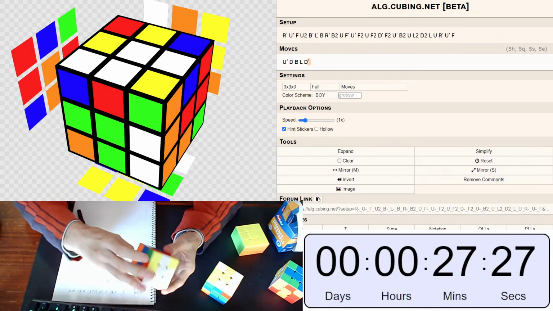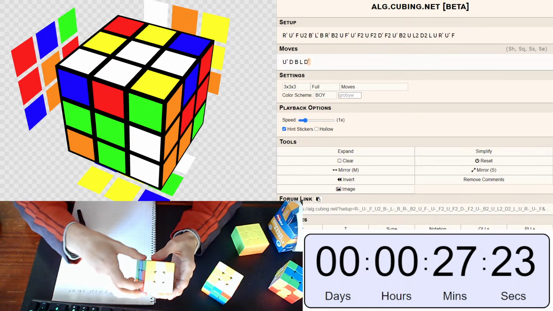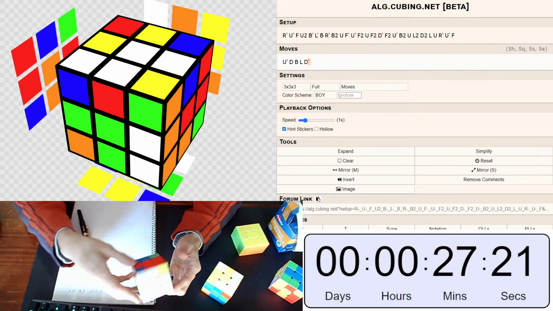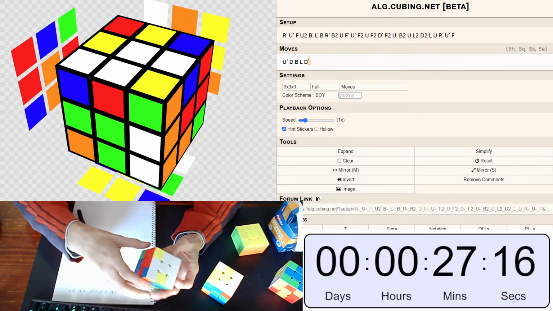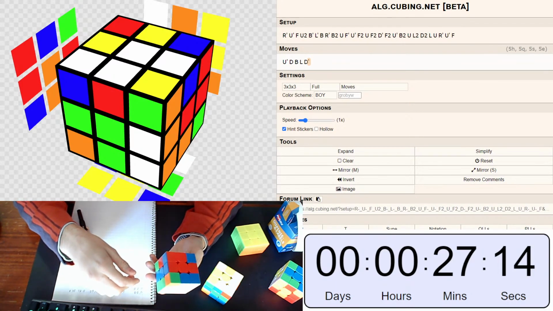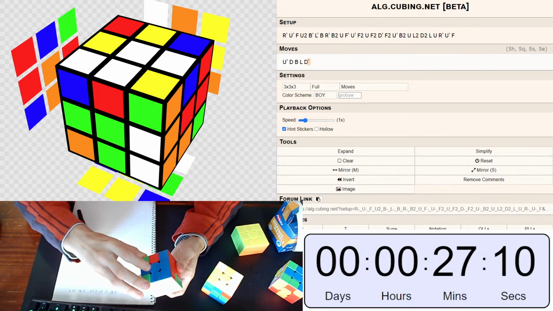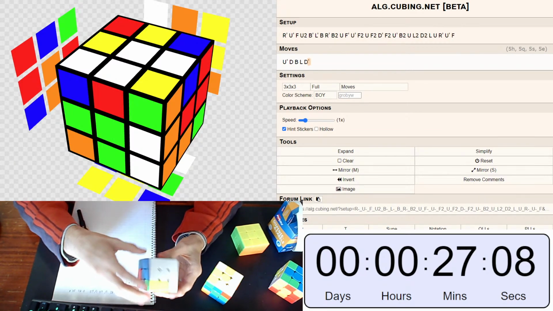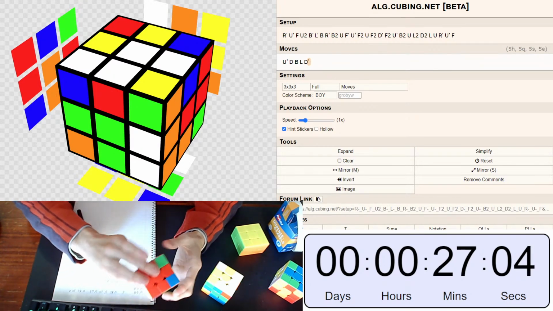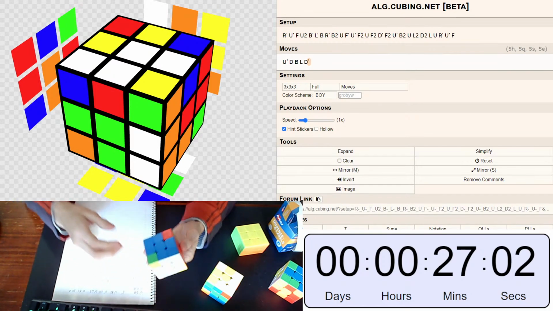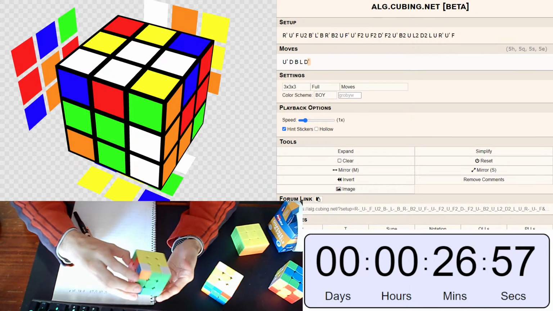D2, R2. Five corners. Now I need to remember how I did that.